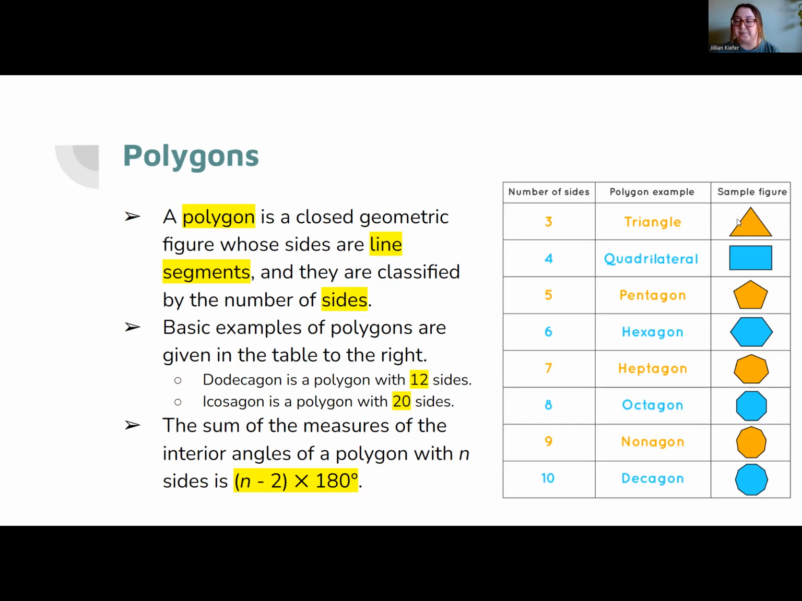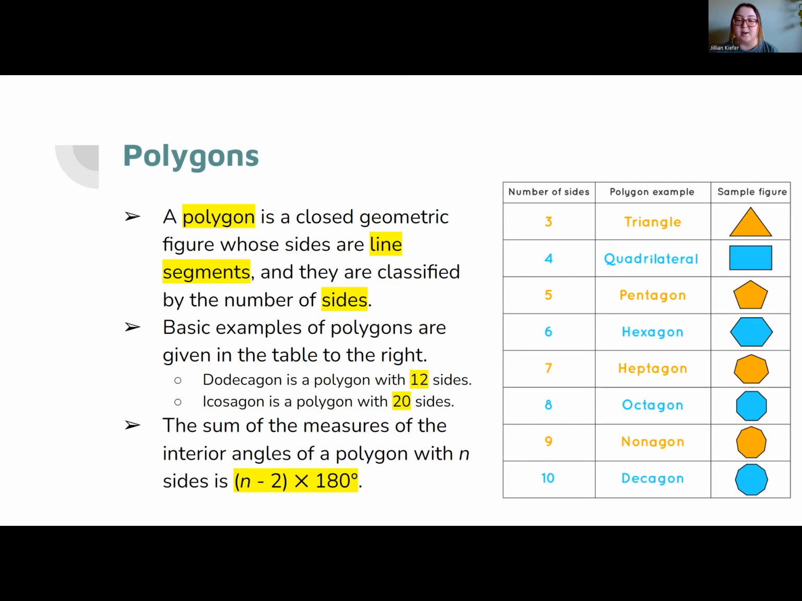So you see, the more sides, the more angles that we create, they kind of get more circular as you go through here. So we have those basic examples. Some other examples are a dodecagon, which is 12 sides, and then there's an icosagon that has 20 sides. So we have different numbers of sides in this case to create different shapes. Remember, the angles mean something as well.